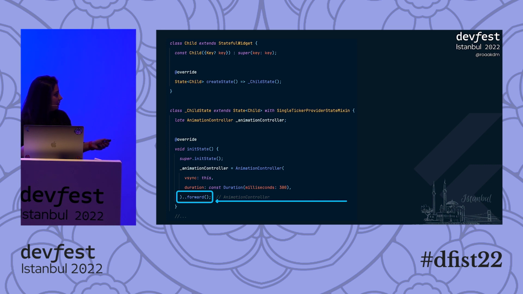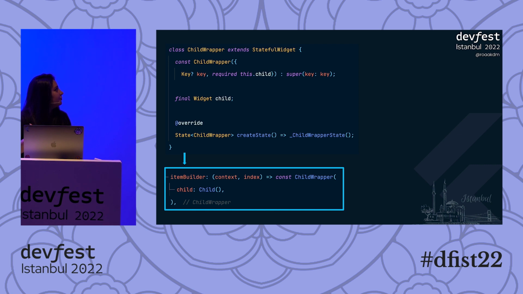I will get into it in a little bit. And just calling forward in the init state will cause the animation to run as soon as the list item is built into view. To do this in a more reusable and optimized way, I usually prefer this syntax. I create a widget, name it child wrapper.